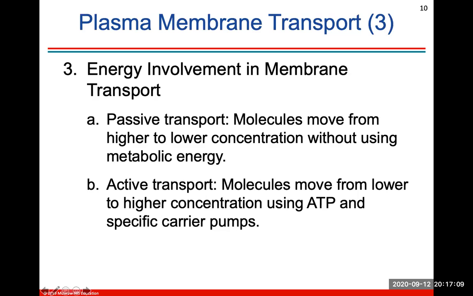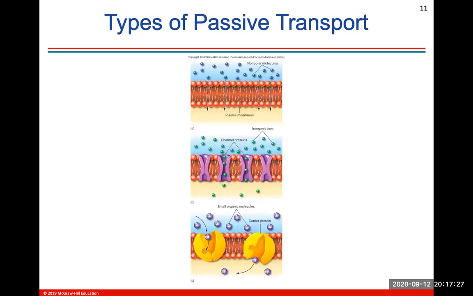Energy involvement can either be passive or active transport. Passive transport is molecules moving from higher to lower concentration without using metabolic energy. And active transport is when molecules move from lower to higher concentrations using ATP and specific carrier pumps. So these are different types of transport, and you can see them listed here.